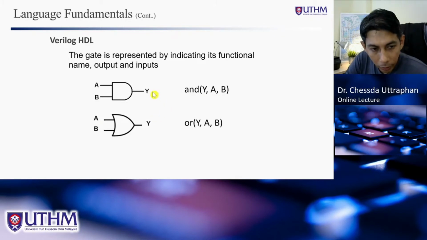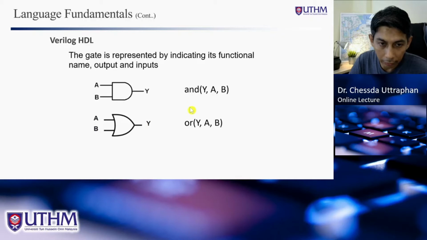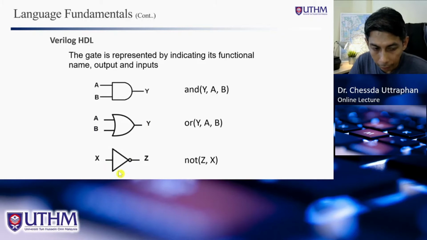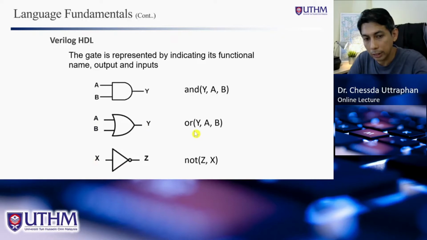And if we want to describe an OR gate, it is pretty straightforward. You just have or here, again a small letter, and you have the output first, Y, followed by the inputs A, B or B, A. The order doesn't matter there. And for the NOT gate, or inverter, we only have one input and one output. So not, Z is the output, and we have the input X. Very easy to describe a logic gate.